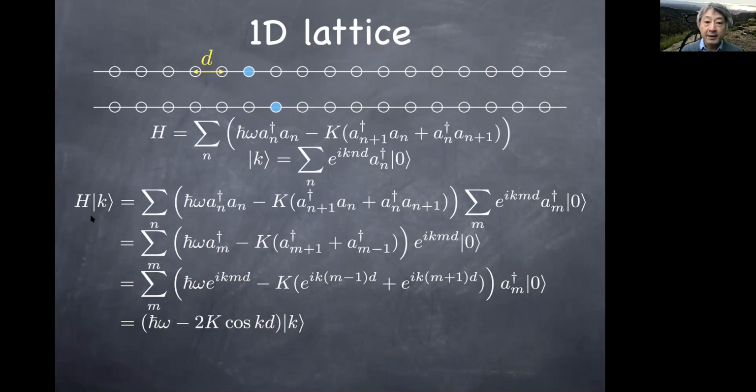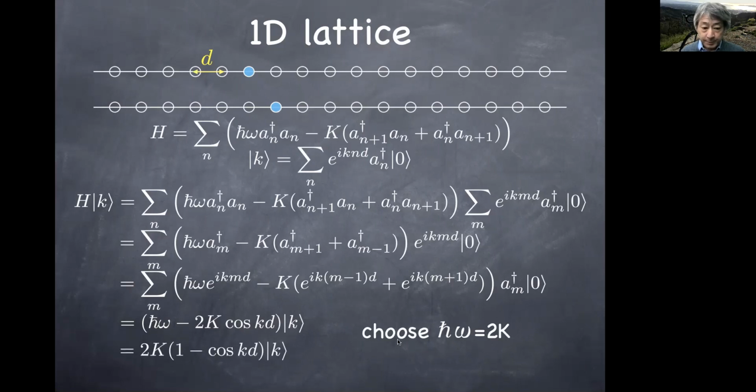So now you see that indeed this state k is an eigenstate of the Hamiltonian. Acting the Hamiltonian on the state k gives you a number in front of the state k, where the number is given by h bar omega minus 2K cosine kd. And this is where we can think about the continuum limit. So if you choose, now I'm putting together this relationship between these two parameters, if you choose h bar omega to be 2K, then this becomes further simpler to just 2K times 1 minus cosine kd.